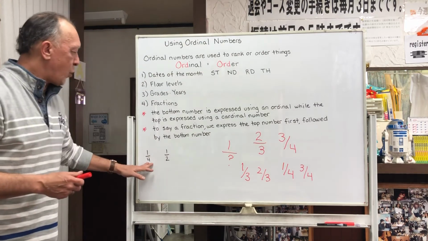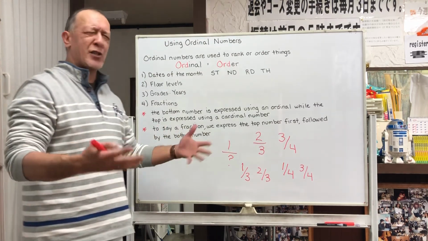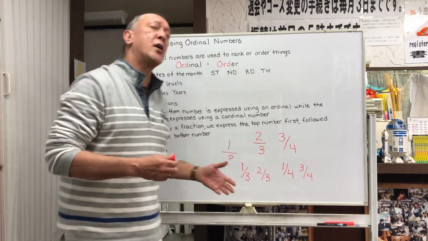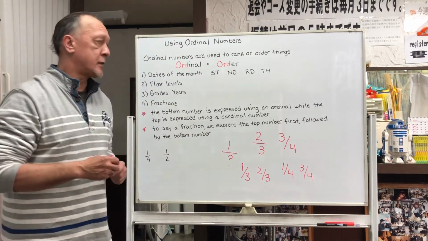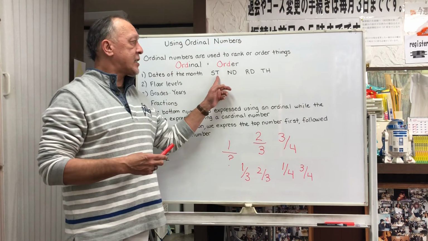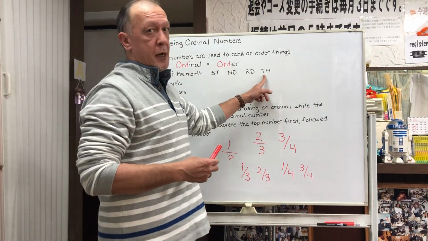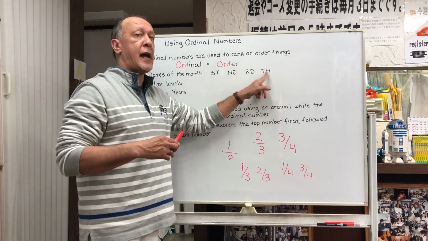By using this 1/4 and this 1/2, we also have different expressions. We say half, or we say quarter, your choice. But let's practice the ST, ND, RD, and mostly the TH by doing it singular and plural.